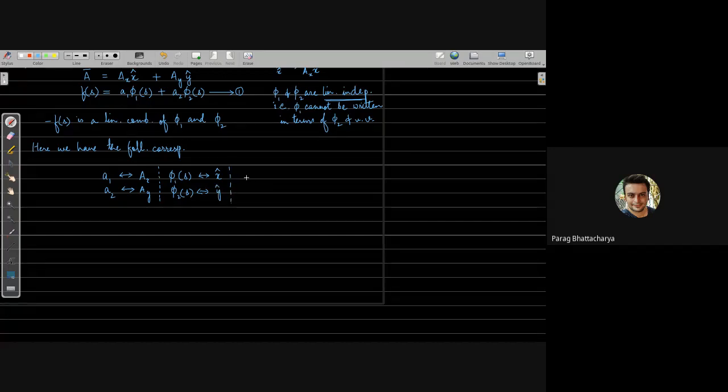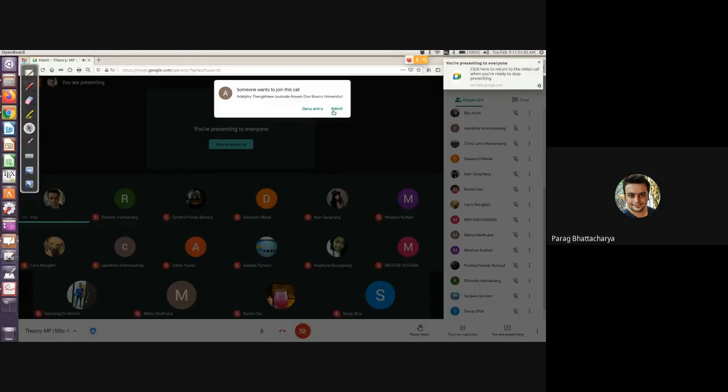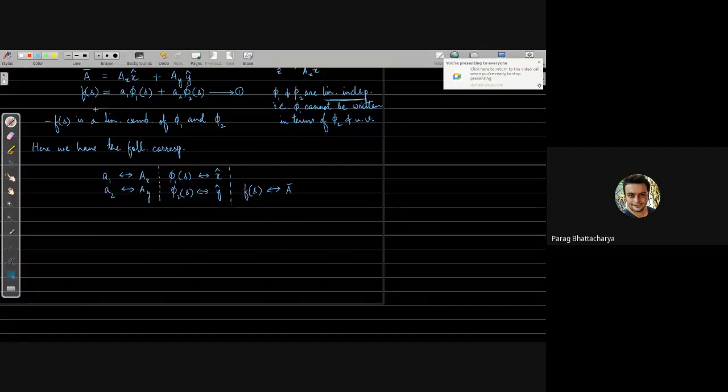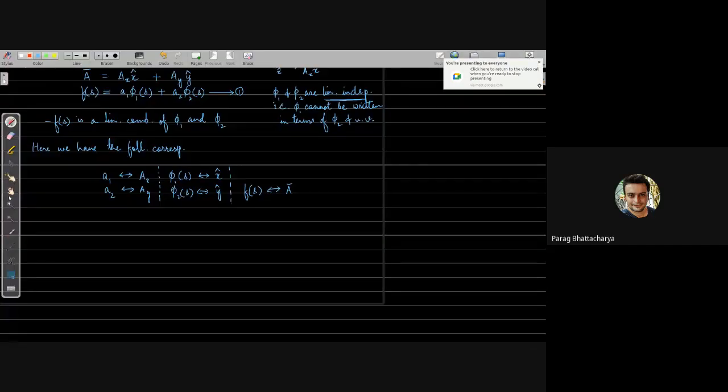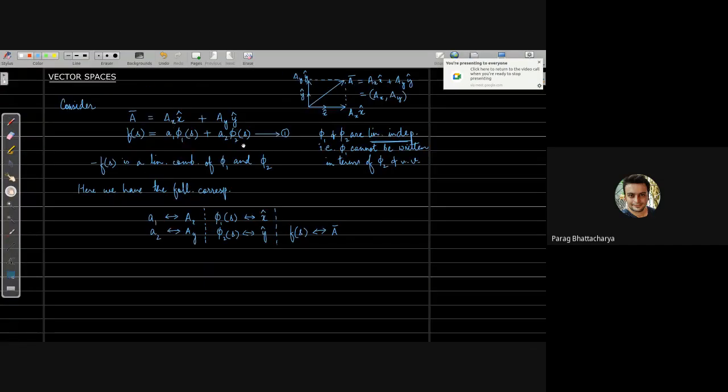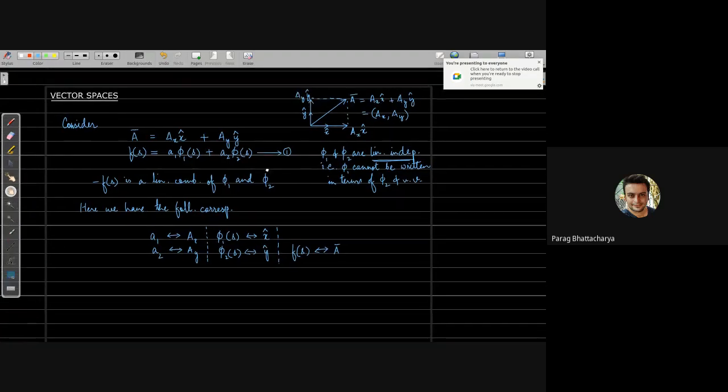And finally, this function f of s, what does this correspond to? This function f of s corresponds to the vector a. So these are your correspondences. This is the correspondence between these two expressions. Is this clear?